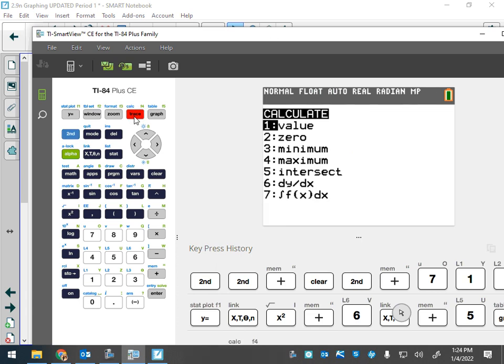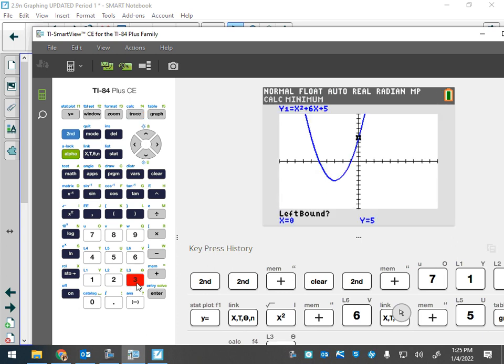It brings you to the calculate screen. You must hit second trace or else it's just going to trace it all over, right? Second trace brings you to calculate. We're going to type in number 3. Just press number 3. Now, the first way I'm going to show you, where it says left bound, I'm going to use my x-intercepts to help.